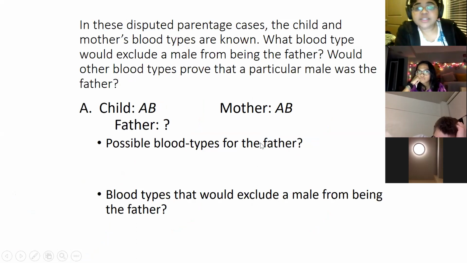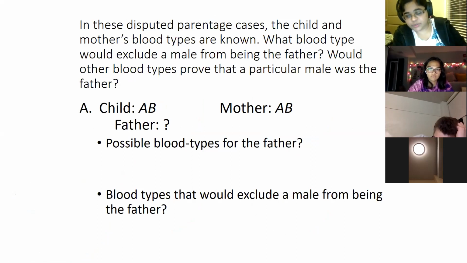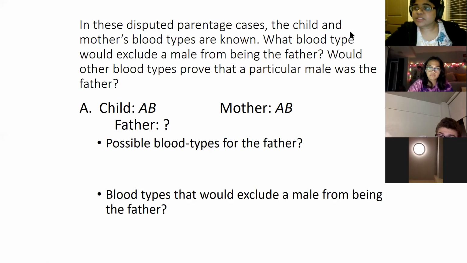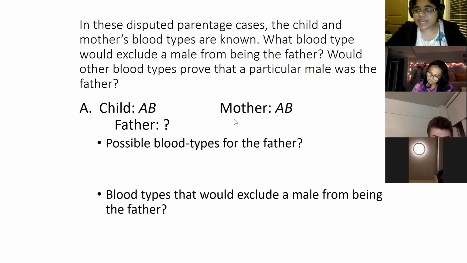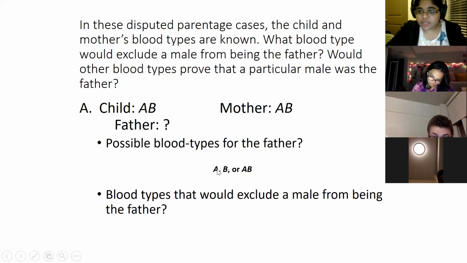So if you have a child that has the AB blood group and the mother has AB, what are the possible blood types for the father? Have a response in the chat. Wouldn't one of them be AB? Yes. We also do get A or B, heterozygous or homozygous. I just put it like this for now, but at the end of the day, it's the phenotypes that they're asking in this question. So A, B, or AB. Does that make sense?